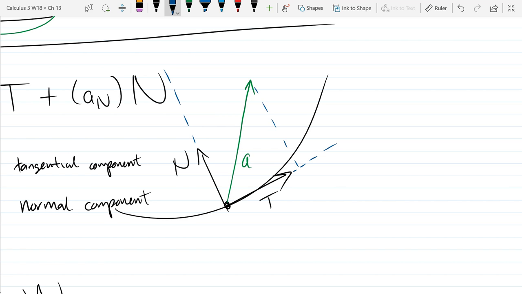So we have a tangential acceleration and a normal acceleration. So there is an acceleration in both of these two directions.